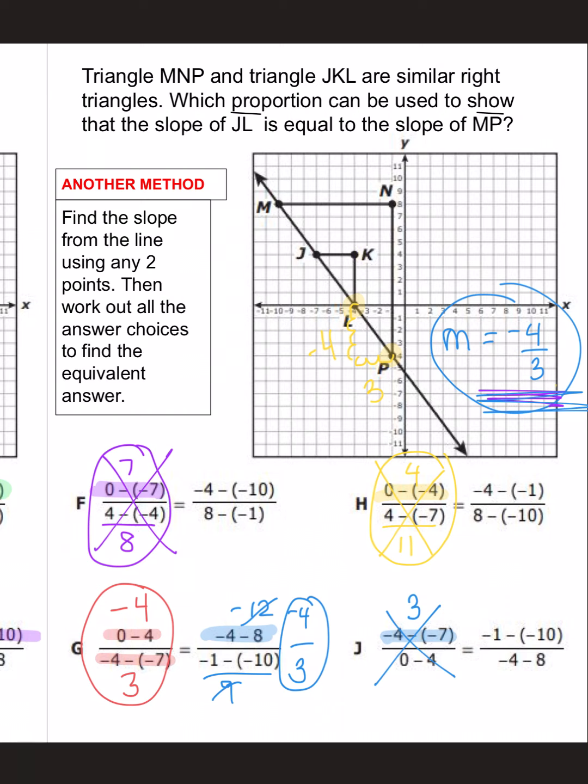But like I said, this method does take a little bit more time because you have to work out each answer choice, but you do have options. So whatever works best for you, go with that.